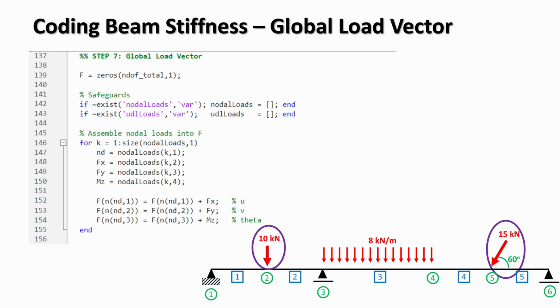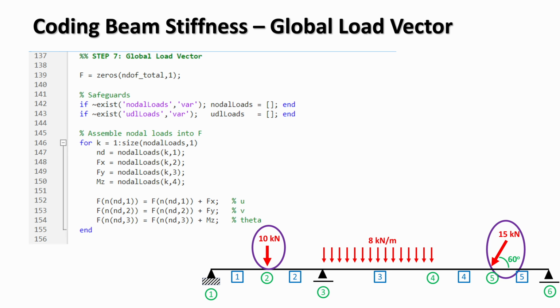We then loop through the nodal loads. Each row defines a load, giving the node number, the horizontal force, the vertical force, and any applied moment. Inside the loop, these values are placed into the correct positions in the global load vector using the degree of freedom numbering matrix. So each force is applied to the appropriate degree of freedom. In this example, we have a 10 kilonewton downward load at node 2 and a 15 kilonewton inclined load at node 5, already resolved into horizontal and vertical components.